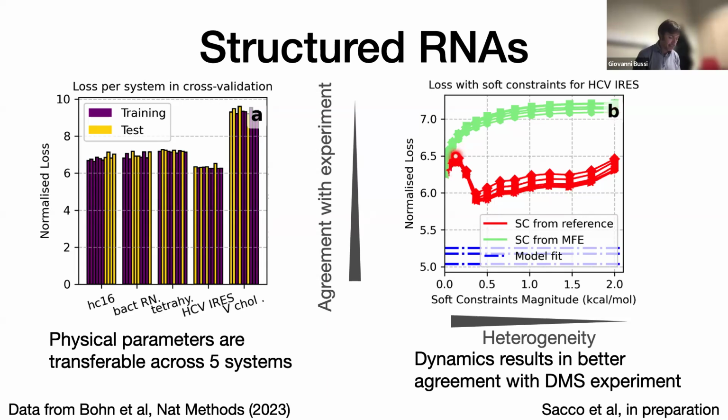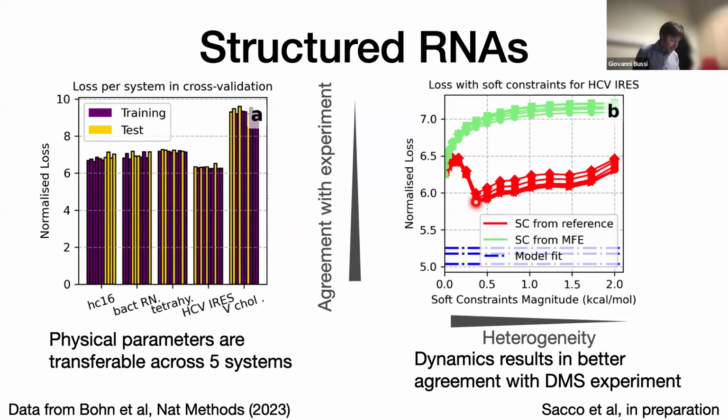And you see that the agreement with experiment is getting worse. So that's to say that if you use the single MFE from Vienna, you get worse agreement with experiment. This makes sense. What's striking is that if we do the same exercise by shrinking to a single structure, it is actually the correct experimental structure that is known for these systems.